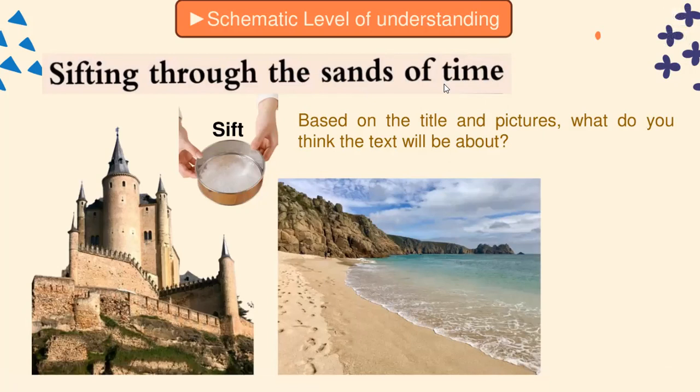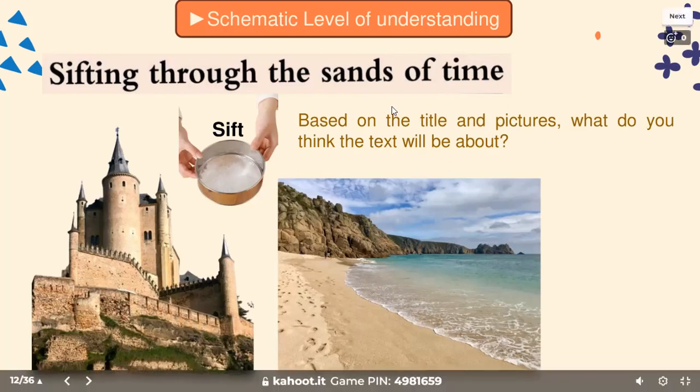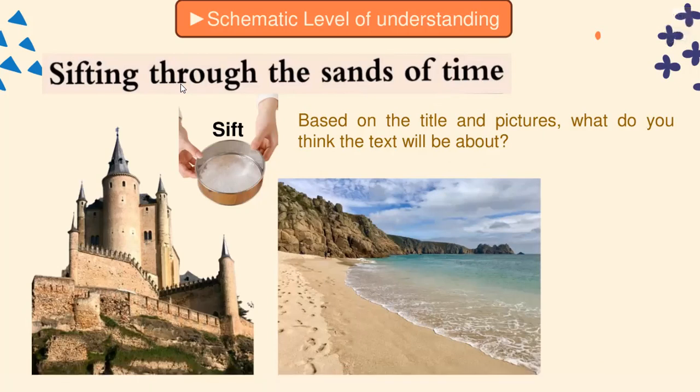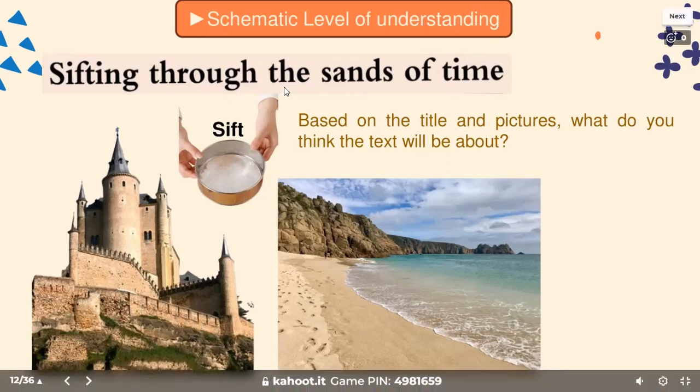Sifting Through the Sands of Time. Okay, now look. So let me explain to you the word sifted through something. For example, you have a pile of paper, كومة أوراق. And you are looking, for example, for a note, or you're looking for a letter. You sift through the pile of paper to find the letter. Now, who can tell me the meaning of to sift through something in Arabic?